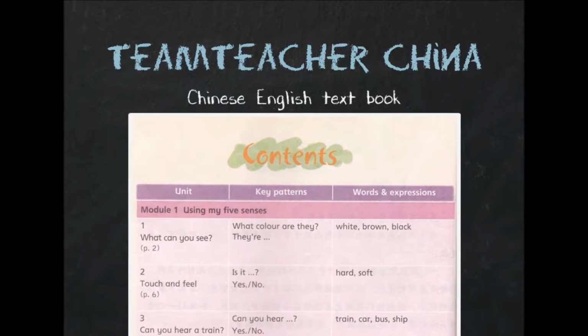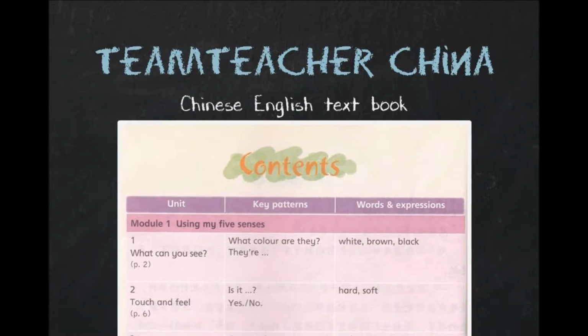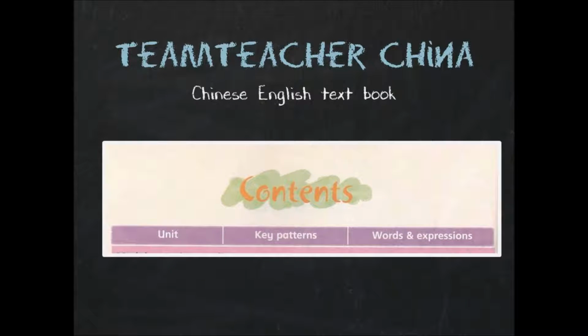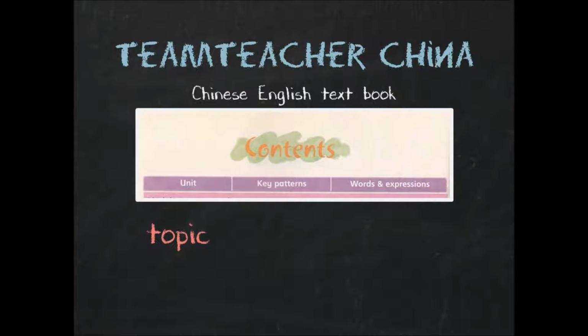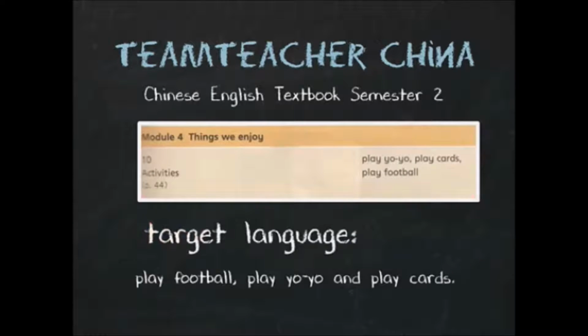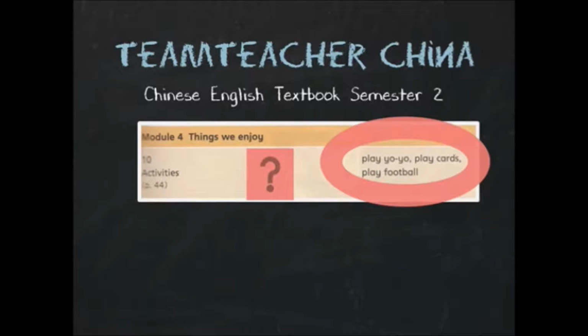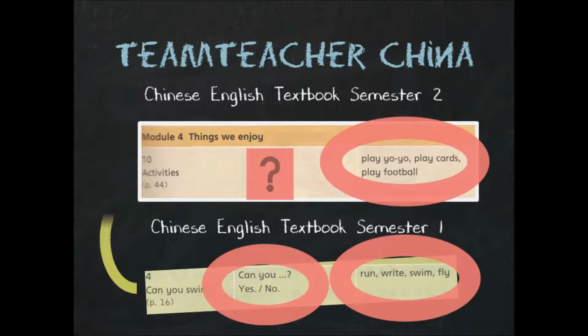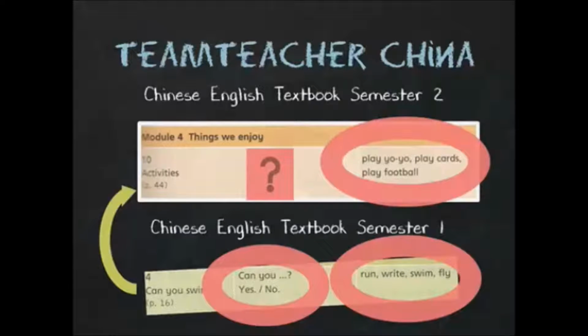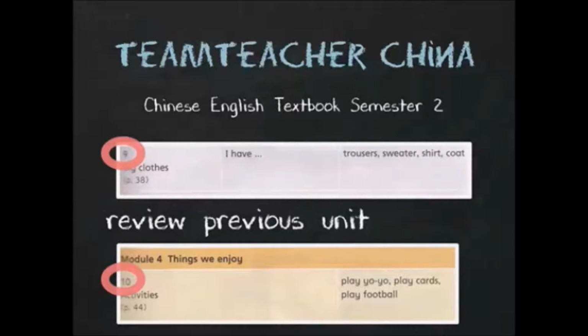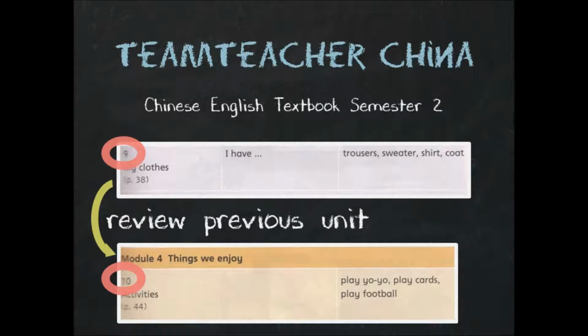Step 2. Identify the target language in the unit. At the beginning of each book, there is a contents page with 3 columns per page. The first is the unit title or topic. The second is the key pattern or sentence structure. And the third is words and expressions or the vocabulary. You'll use the structure and vocabulary in columns 2 and 3 to construct your lessons. Additionally, if you feel that you don't have enough material, you can always look back into previous semester books. If you still don't feel you have enough material, you can review the previous class.